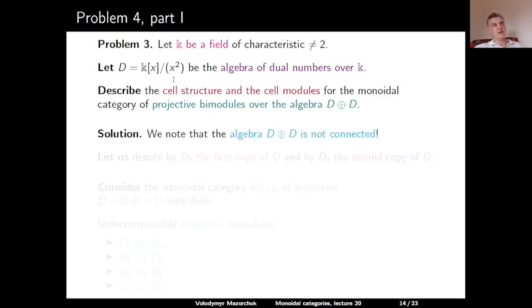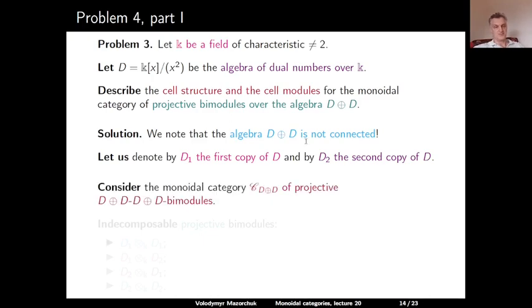Solution. So the main difference with what we considered during the lectures is that the algebra D plus D is not connected. It's manifestly a direct sum of two non-zero algebras. So let us denote by D1 the first copy of D and by D2 the second copy of D in our algebra D plus D. And let us consider the monoidal category of all projective bimodules over D plus D.